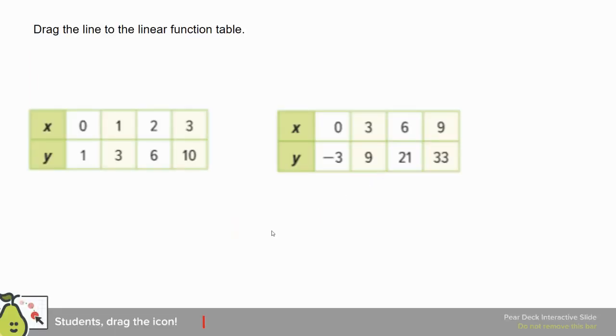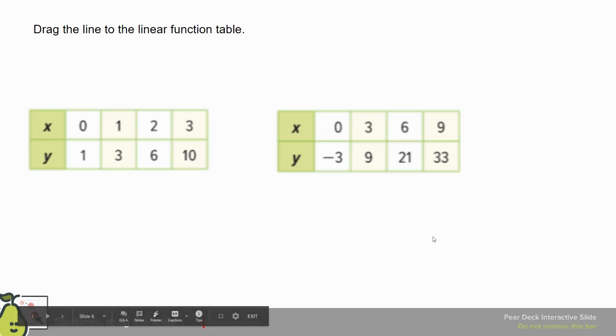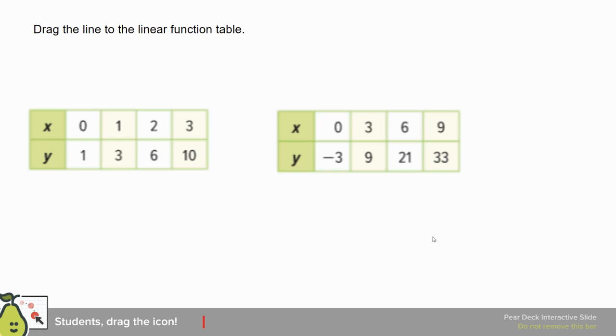Okay. Drag the line to the linear function table. So there's a line. If you're with us, you'd be dragging it. Which one's linear, which one's not linear? That's what I want to know. Pause it. Figure it out.